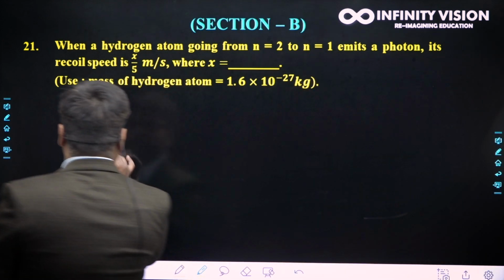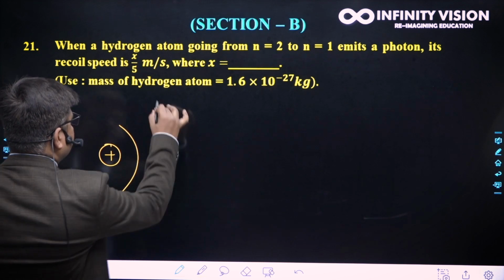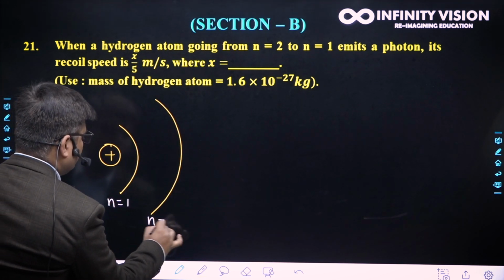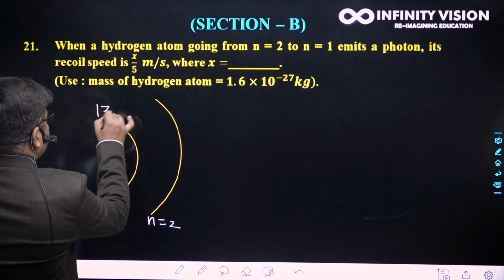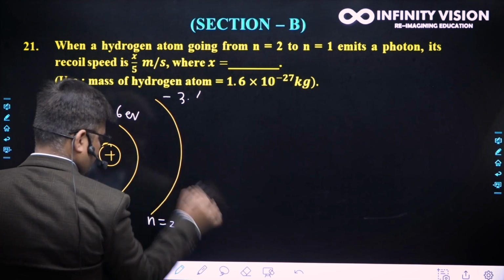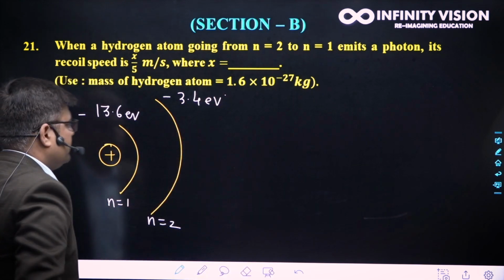Let's suppose this is the hydrogen atom, the nucleus of the hydrogen atom, and these are the two orbits. This is n equal to 1 and this is n equal to 2. In the first orbit, the energy is minus 13.6 electron volt, and here minus 3.4 electron volt, if we are talking about total energy.